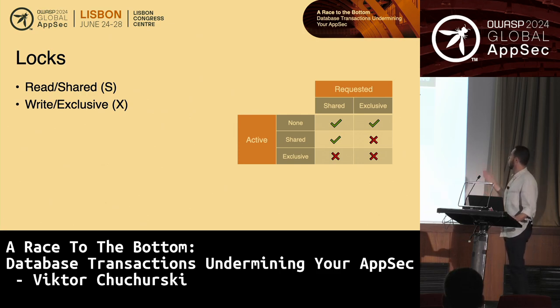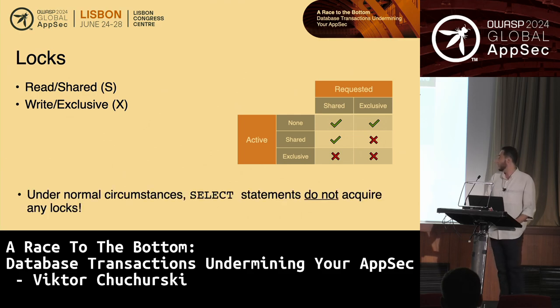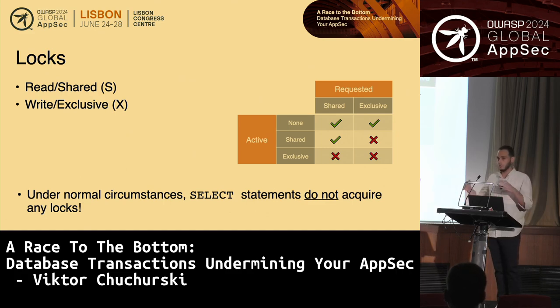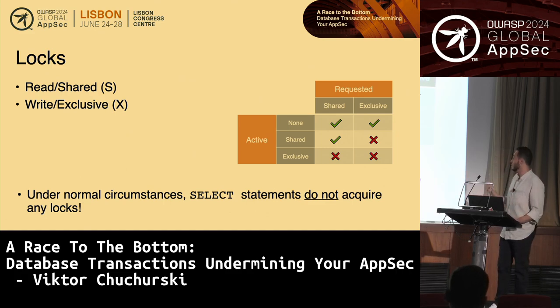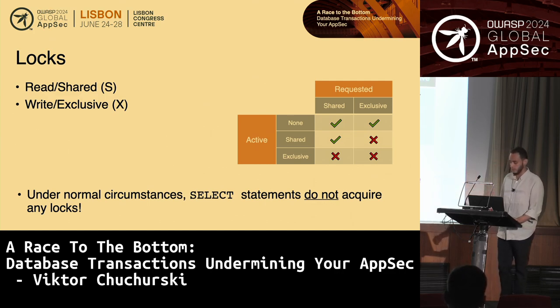So if we have no locks active on a specific entry, we can see that we can acquire any type of lock. If we have a shared lock already active, then a concurrent transaction can acquire a shared lock, but is not allowed to acquire an exclusive lock. And if an exclusive lock is already active, then no other locks can be acquired for that specific entry. One thing I want to point out here is that under normal circumstances, without any additional configuration of the transaction or the SQL you're executing, select statements do not acquire any locks on the entries that are read. Keep this in mind. We're going to come back to this a bit later on.